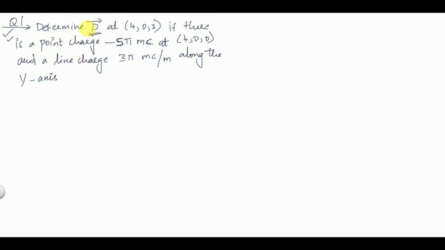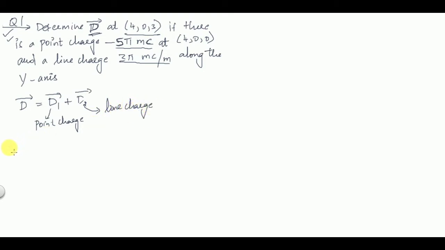We'll see the first problem. He has asked us to determine D bar at (4, 0, 3). That is, the point of interest is now (4, 0, 3). There is a point charge of minus 5 pi millicoulomb at (4, 0, 0) and a line charge of 3 pi millicoulomb per meter along the y axis. So he has asked us to find D bar, which is equal to D1 bar plus D2 bar. D1 bar is due to the point charge, and D2 bar is due to the line charge.